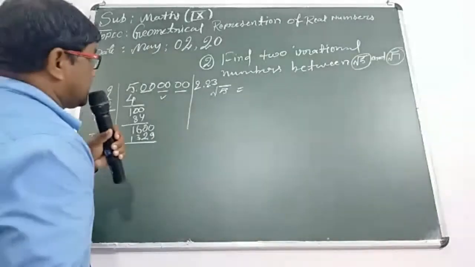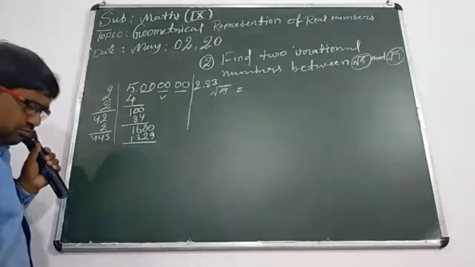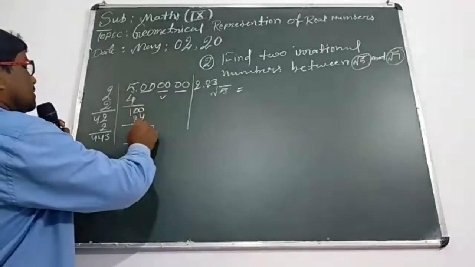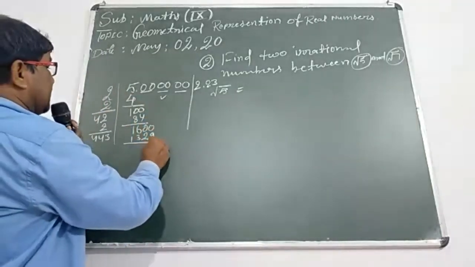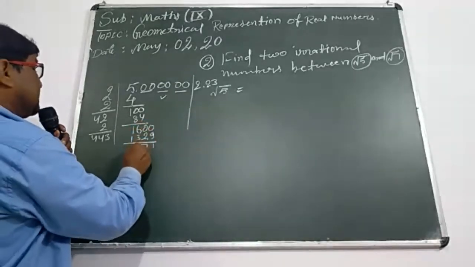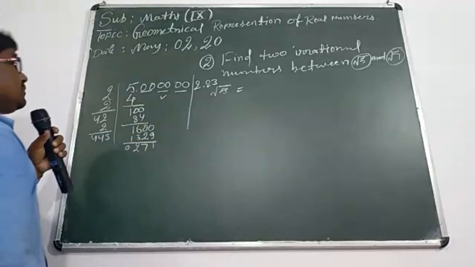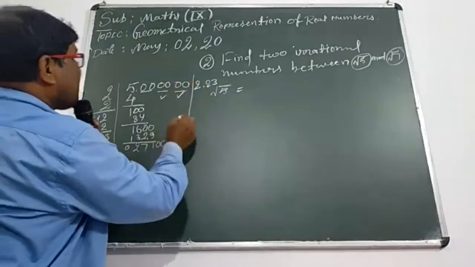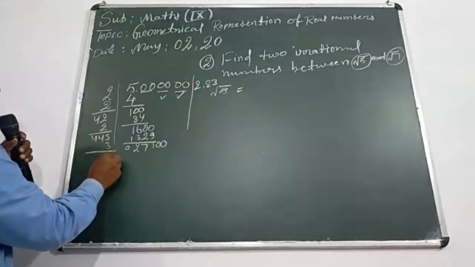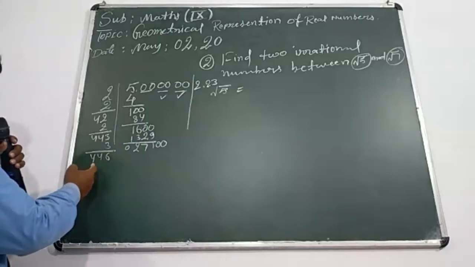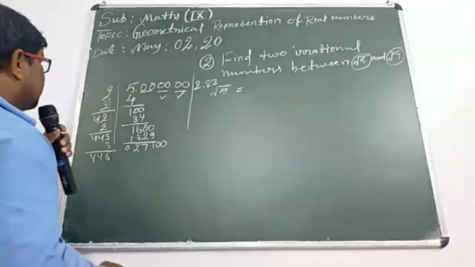Now subtract. 10 minus 9 is 1, 9 minus 2 is 7, 5 minus 3 is 2, then 0. Okay, next pair, 3 is here, 6, 4 and 4. Now you can guess here 446.